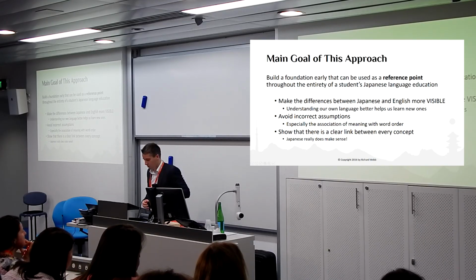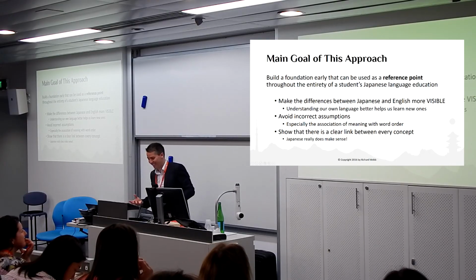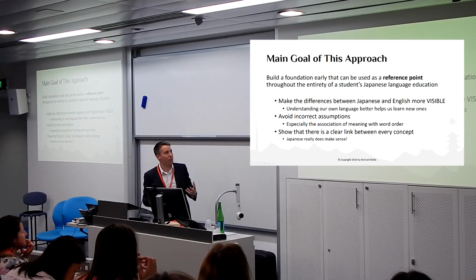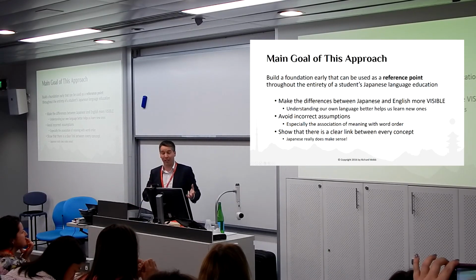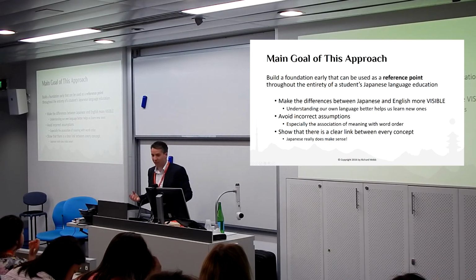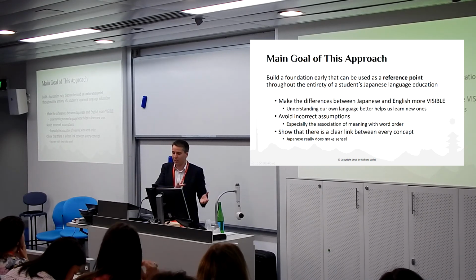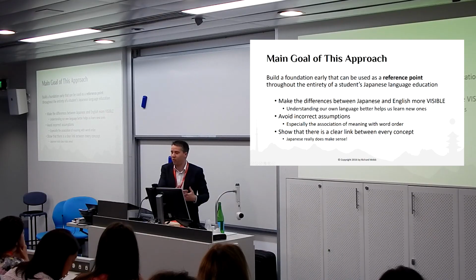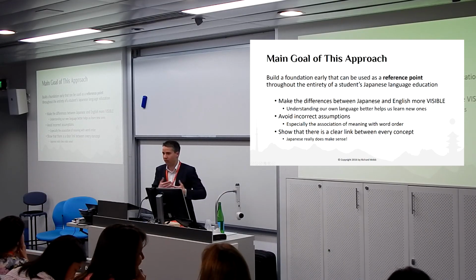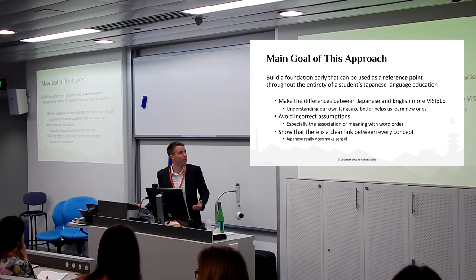I've included the word visible because I felt obligated to. But one of the points of that is to make the differences and the similarities between Japanese and English more visible. Because the more we understand our own language and how it works, the more we can see. If you're trying to figure out why something works in another language, we have something to compare it to and say, oh, it's very, very similar, or it's very, very different.